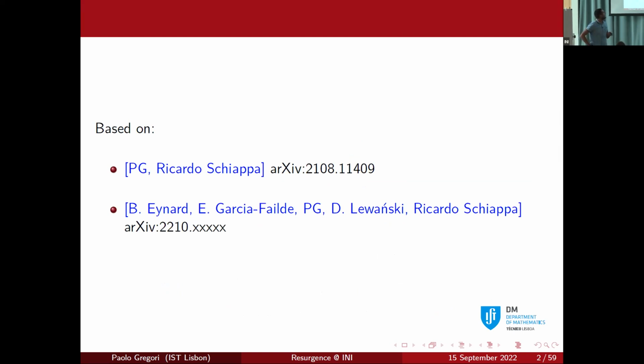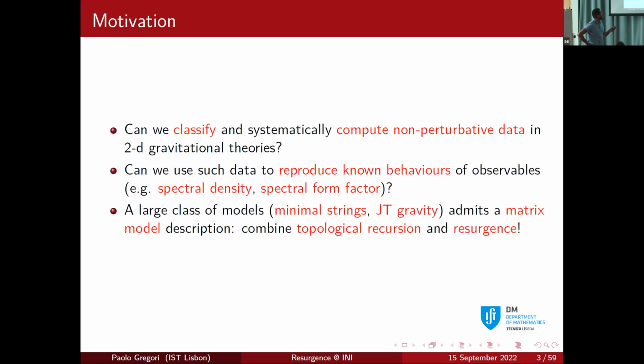by Bertrand Eynard, Elba Garcia-Failde, and Danilo Lewański. It's a project that started with the aim of classifying and computing non-perturbative effects in a set of two-dimensional gravitational theories. The idea was also to see if, through these non-perturbative effects, we can reproduce some behaviors in a specific set of observables that we know show non-perturbative physics in them.